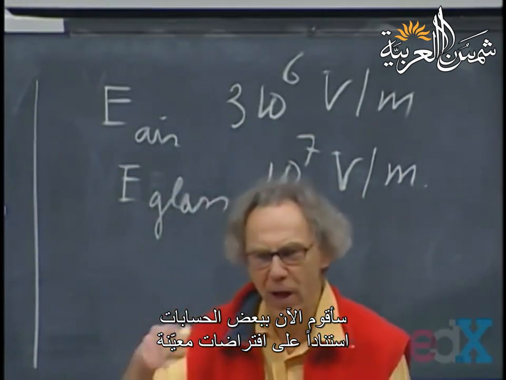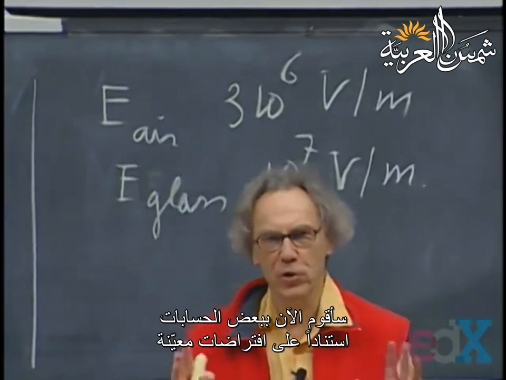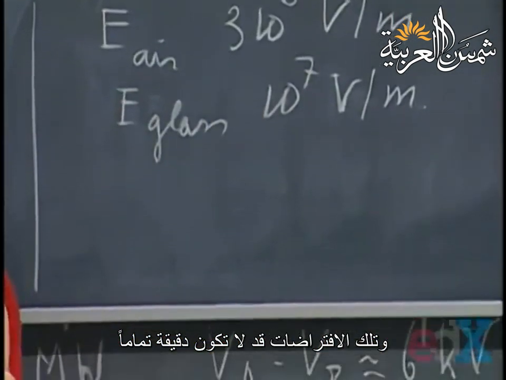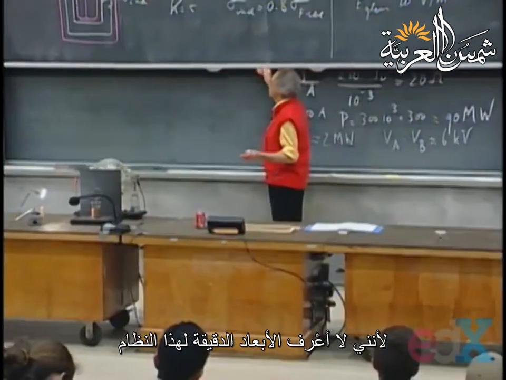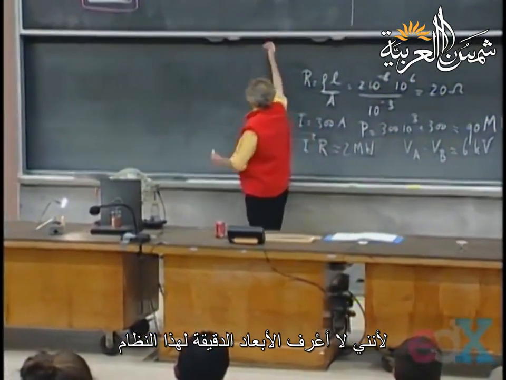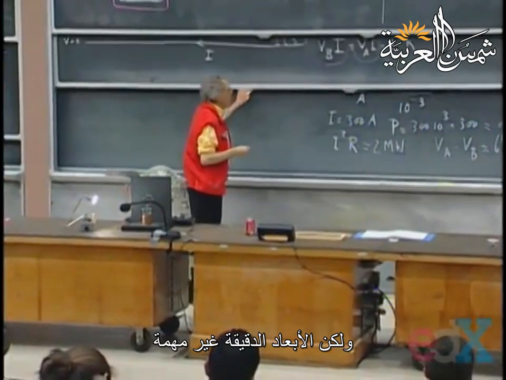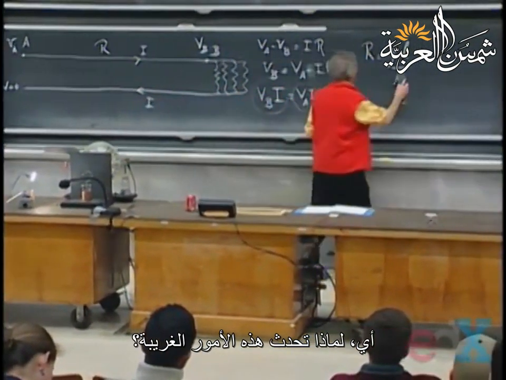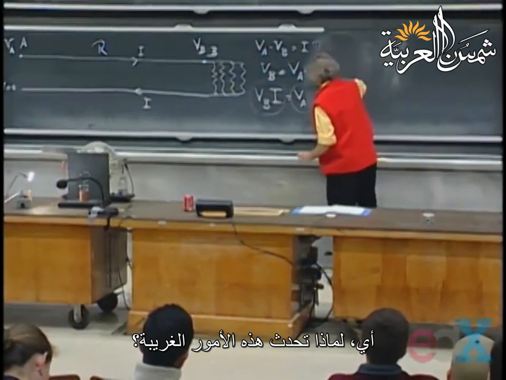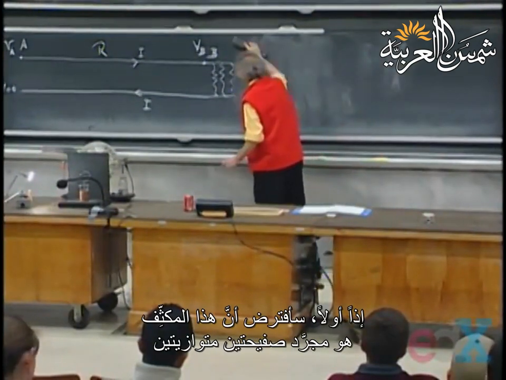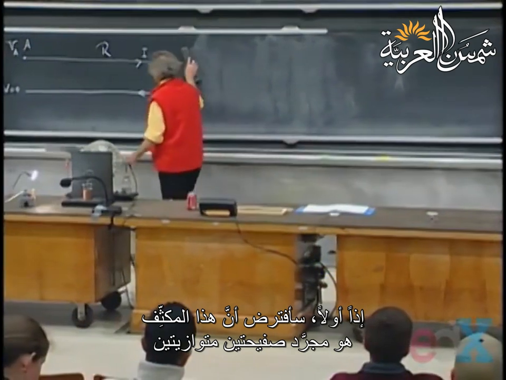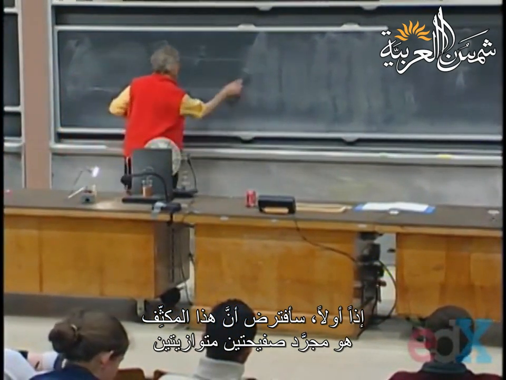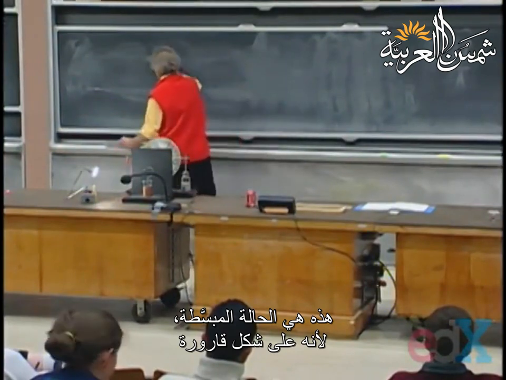I will now make some calculations based on certain assumptions. And those assumptions may not be exactly accurate, because I don't know the exact dimensions of this system, but the exact dimensions don't matter. What matters is the idea behind it, why it does such crazy things. So first of all, I will assume that this capacitor is just two parallel plane plates. That's a simplifying situation because it has the shape of a bottle.